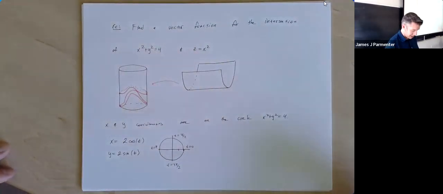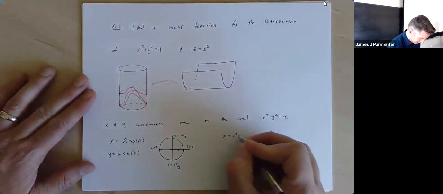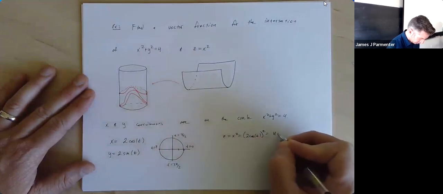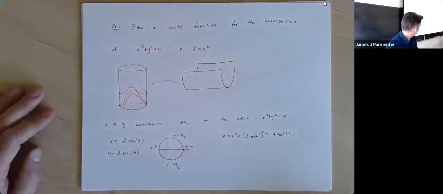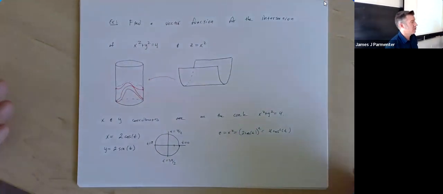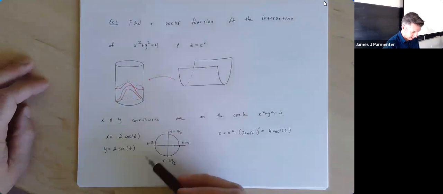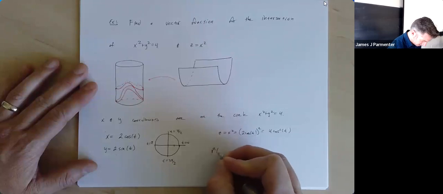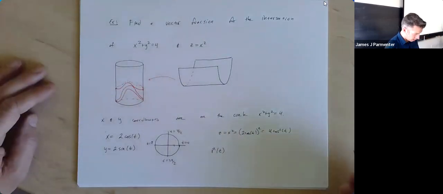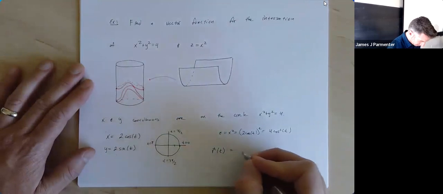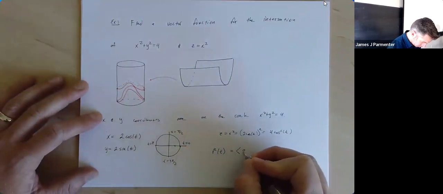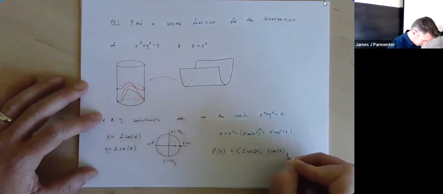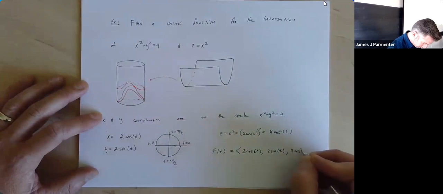Now that we have what x and y are equal to, and we know that z is equal to x squared, we can say z equals x squared, which equals 2 cosine of t quantity squared, which is just 4 cosine squared of t. So then we can describe the vector valued function as the x, y, and z coordinates in terms of your parameter t. We can say that r of t, the position vector of this curve, is given by 2 cosine of t, 2 sine of t, 4 cosine squared of t.